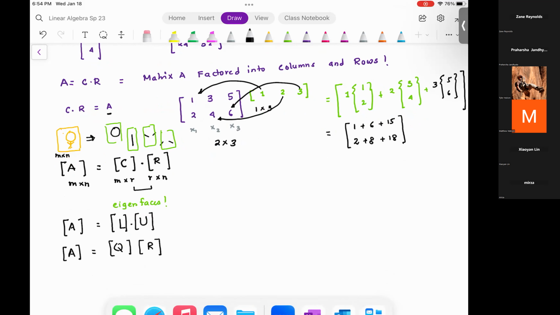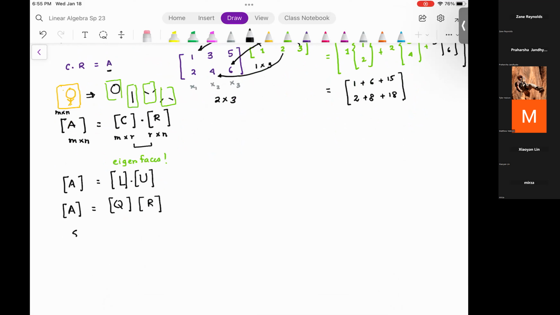Another important factorization that is seen is if your matrix is symmetric, this symmetric matrix can be represented as an orthonormal matrix, a diagonal matrix, and the transpose of an orthonormal matrix. So this is an orthonormal matrix. This is a diagonal matrix. And this is the transpose of the orthonormal matrix.